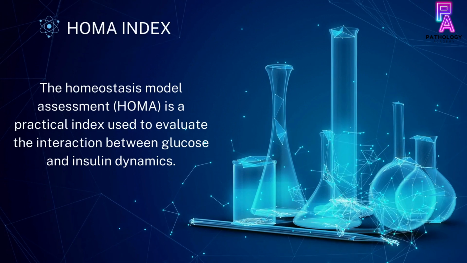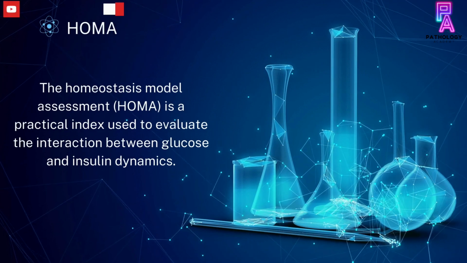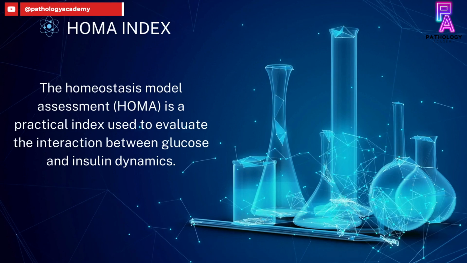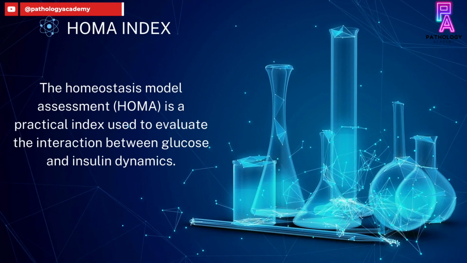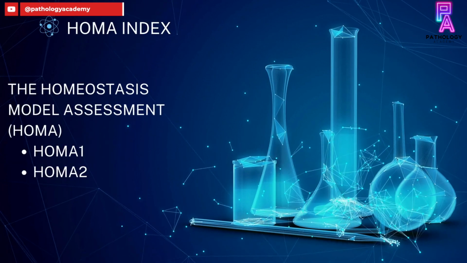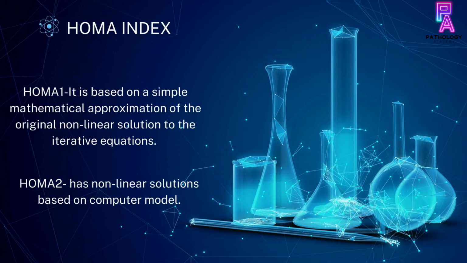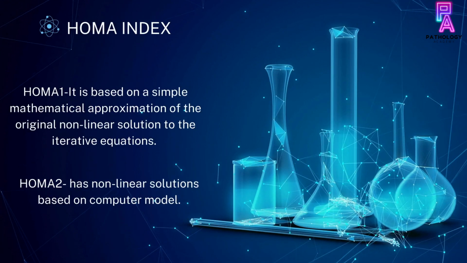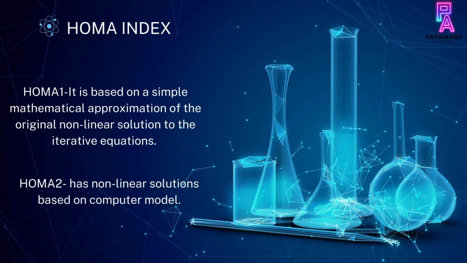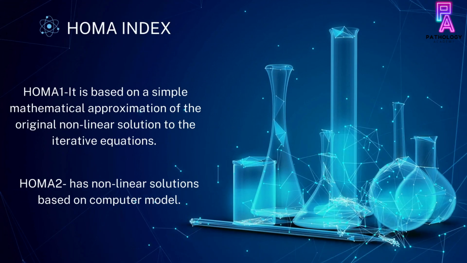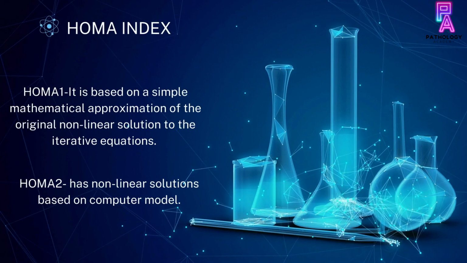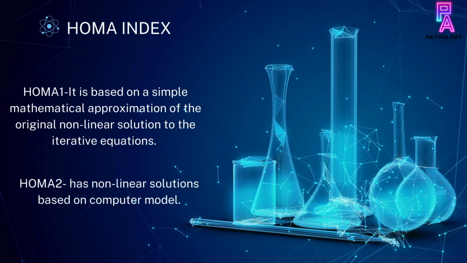So let's get started. The homeostasis model assessment is a practical index used to evaluate the interaction between glucose and insulin dynamics. This HOMA index is of two types, HOMA 1 and HOMA 2. The HOMA 1 is based on a simple mathematical approximation of the original non-linear solution to the iterative equations, whereas HOMA 2 has non-linear solutions based on a computer model.